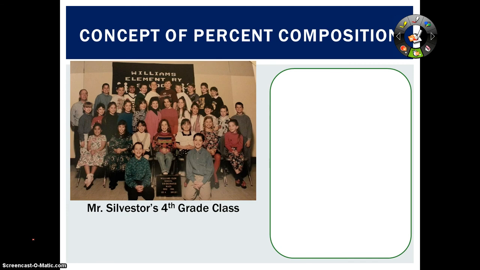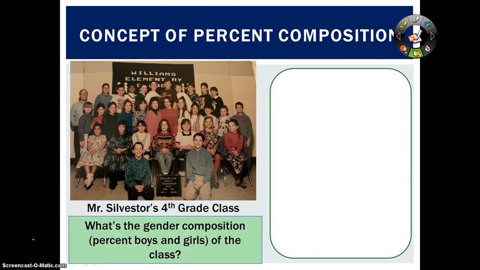The first thing I want to do is relate this idea to something that you guys probably already have a pretty decent grasp on, the idea of percent composition. So this happens to be my 4th grade class. What I want you guys to think about is how you would figure out the gender composition, the percent boys and the percent girls of the class. I think most of you would be able to discern the idea that you would count up all of the boys, count up all of the girls, and find the percent that way. So let's just do that really quickly as an exercise.